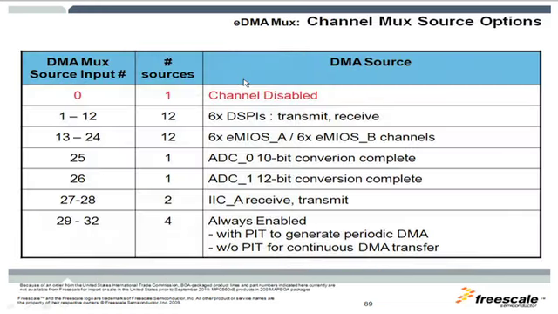But the sources, what are the options? We can connect them to SPIs, to EMIOS, not all of them, but some of the EMIOS channels, to the A to D converters, also to I2C for serial transmission. And then some can be always enabled. And why would you do always enabled? Well, one good thing is maybe you want to connect it to the PIT.